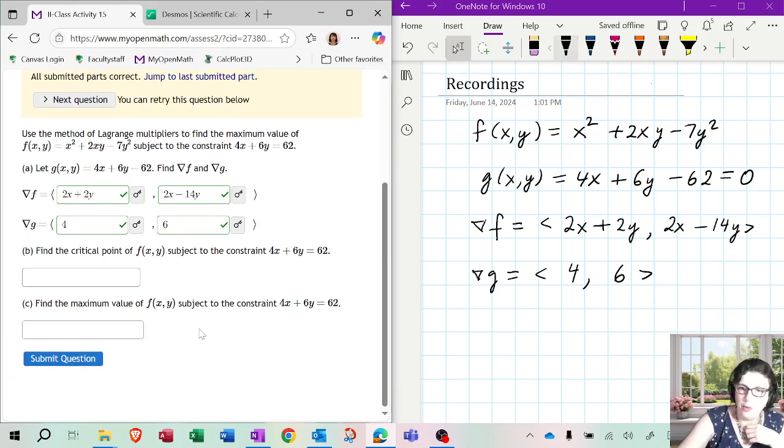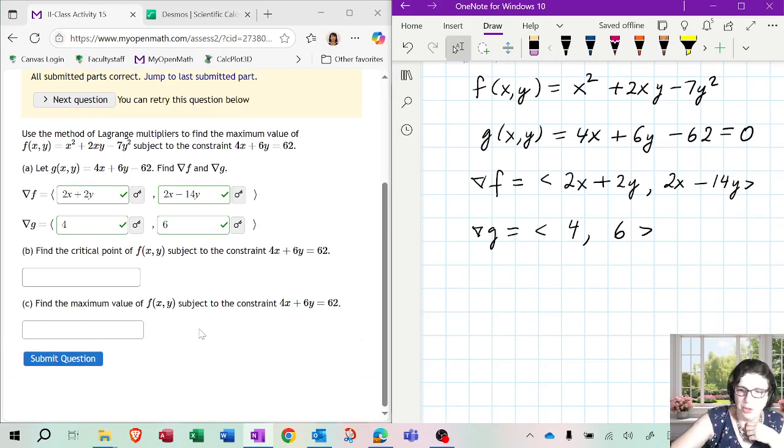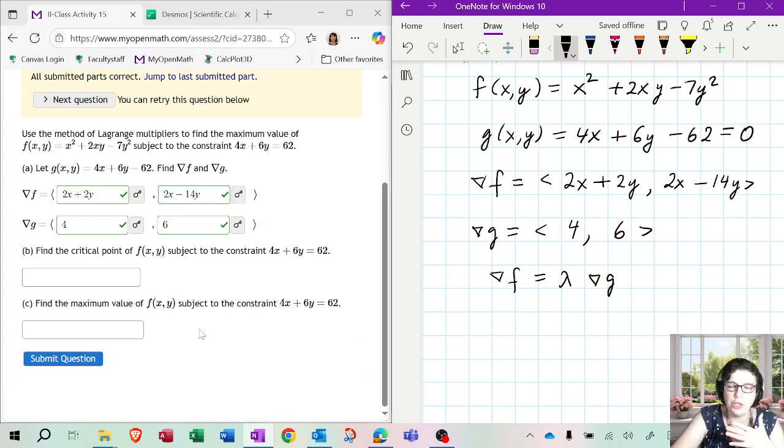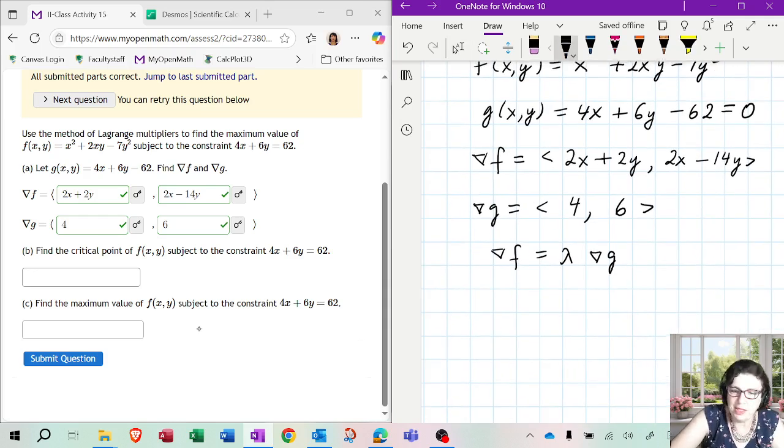All right, so how do we figure it out? How do we find this critical point? What we do is we set the gradients equal, the first one equal to lambda times the second one. And so this lambda thing is called the Lagrange multiplier. But what does this really mean?